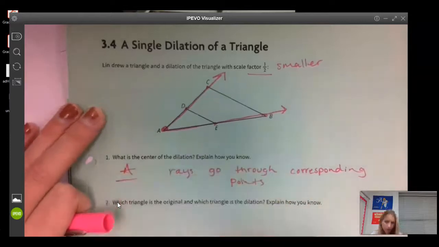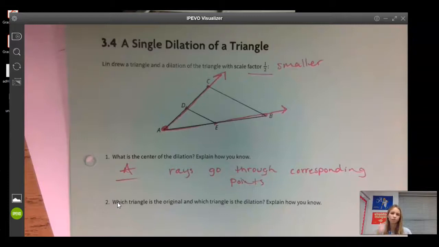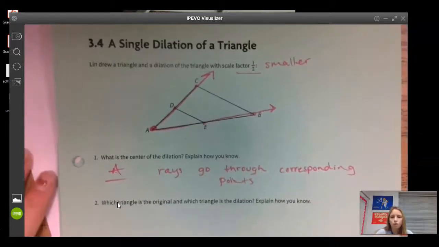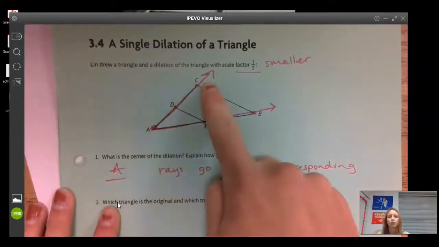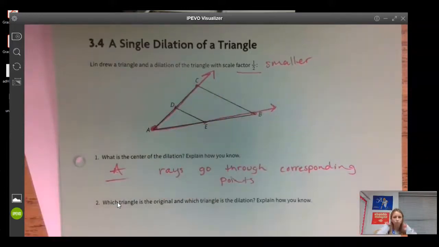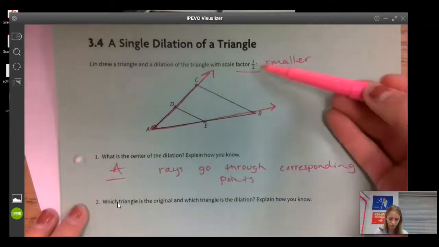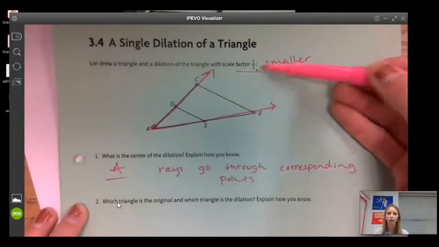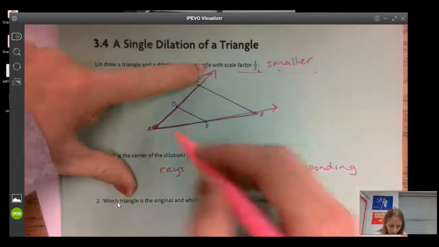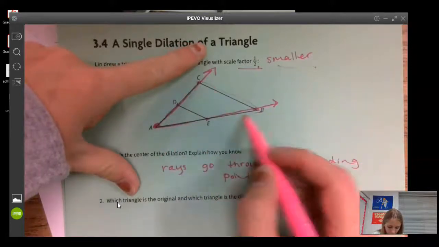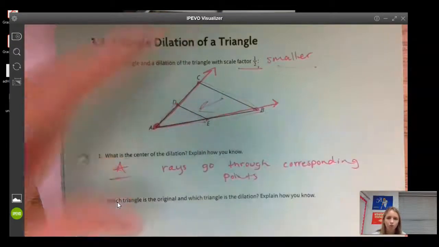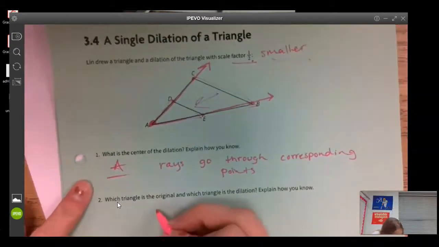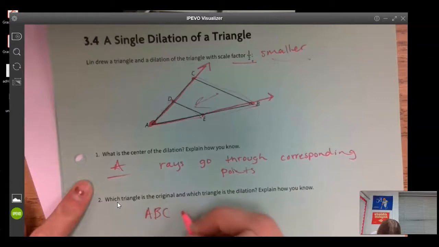So our center is A. It says, which triangle is the original? Well, as we can see here, these are the triangles we're working with. Now, they don't have any prime, so we can't look at that. So we're going to have to look at the scale factor. Since the scale factor is 1/2, that means our shape's getting smaller. So that means we must go from ABC to ADE, because that would be smaller. So ABC is original.